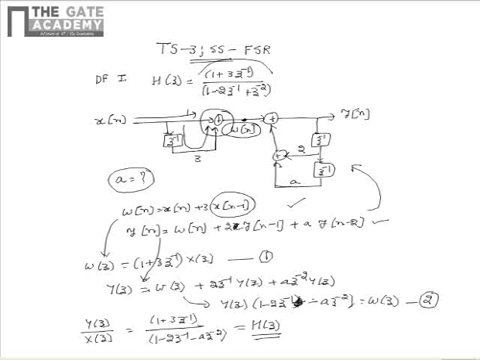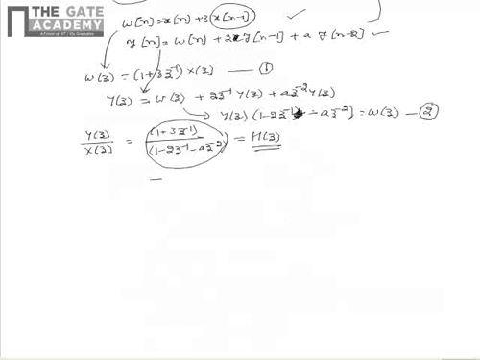Upon comparing the system function that we are given with the system function that we have got, we see that the coefficient of z power minus 2 in both should be the same. So minus a should be 1, that implies a should be equal to minus 1. Hence the correct option representing the value of a is B.